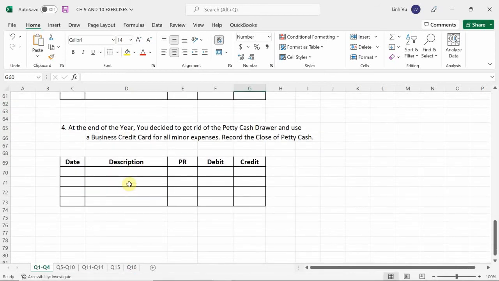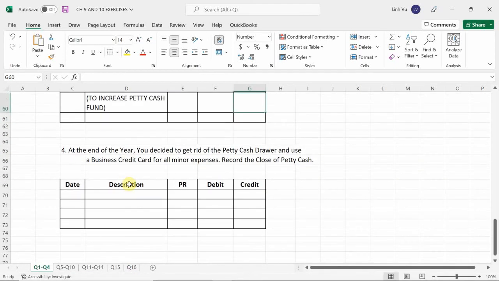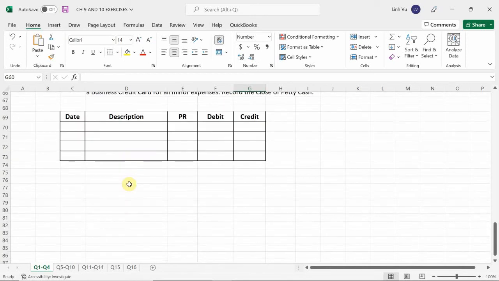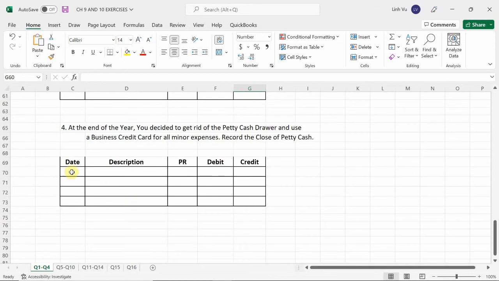Okay. So number 4, at the end of the year, you decided to get rid of the petty cash drawer and use a business credit card for all of your minor expenses. Record the closing of the petty cash drawer. How do you close out a petty cash drawer? Right now you have money in it, right? So how do you close it out?